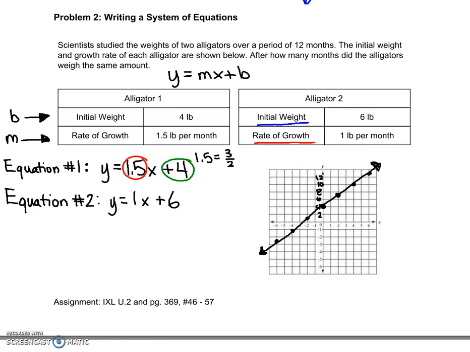I need to do the same thing again for alligator 2. So my y-intercept is going to be plus 6, so positive 6. My slope is 1. So again, 1 as a fraction is 1 over 1. So I'm going to go up 1, so to 7, right 1, up 1, right 1, up 1, right 1, up 1, right 1.